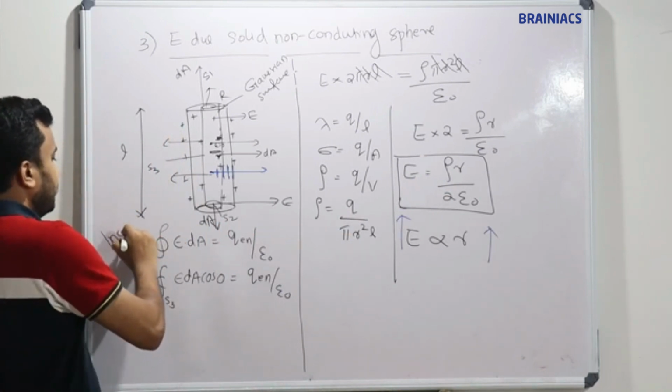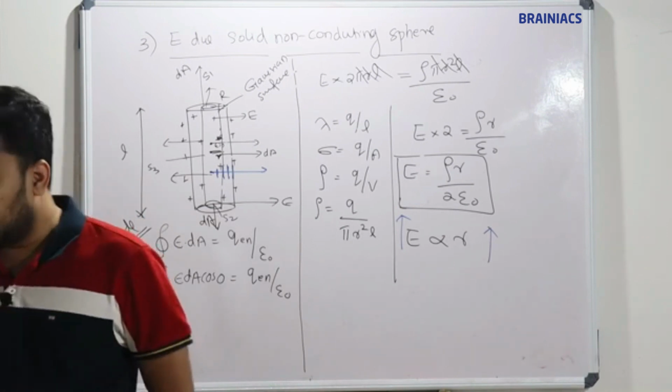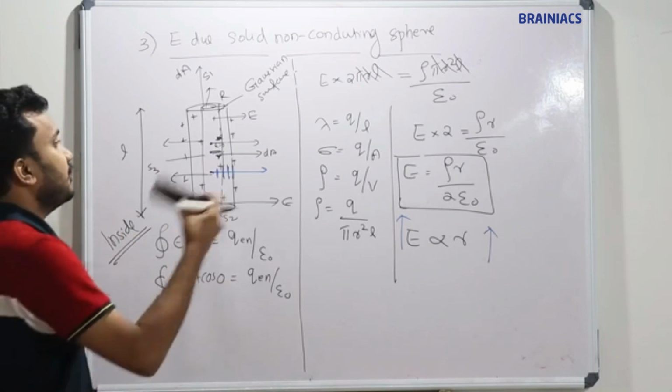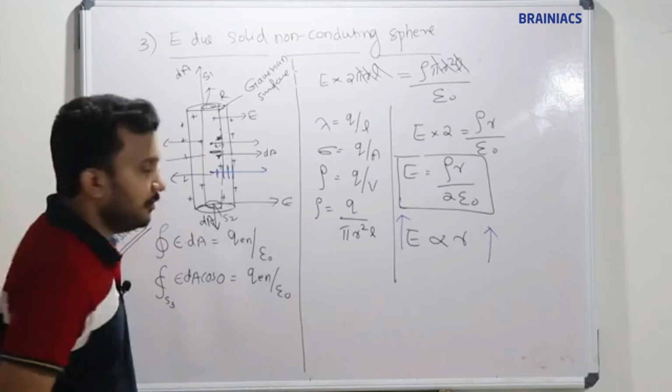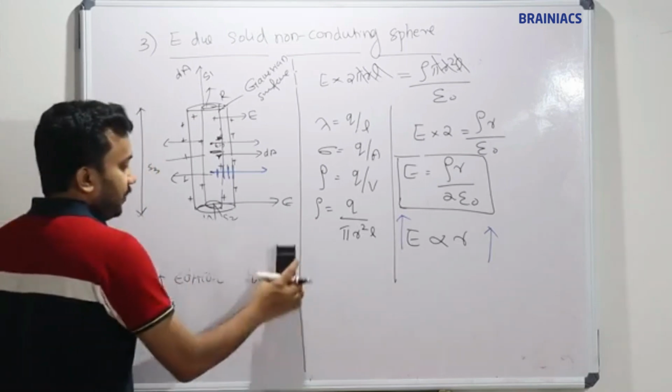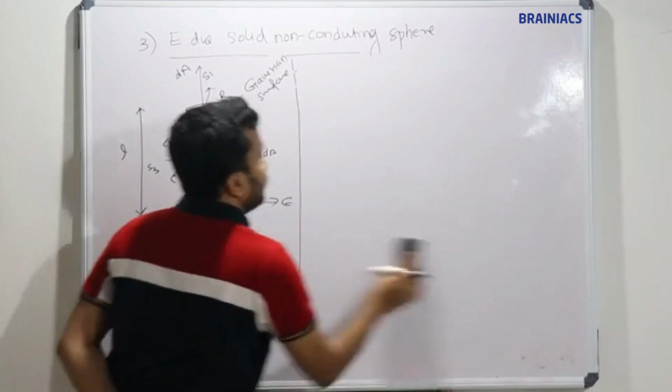So this is what we found: the electric field at inside. In the same way I am going to find the electric field at an outside point. So I am cleaning the board. You can pause the video and complete your notebook. So I am moving forward to find the electric field intensity at an outside point.